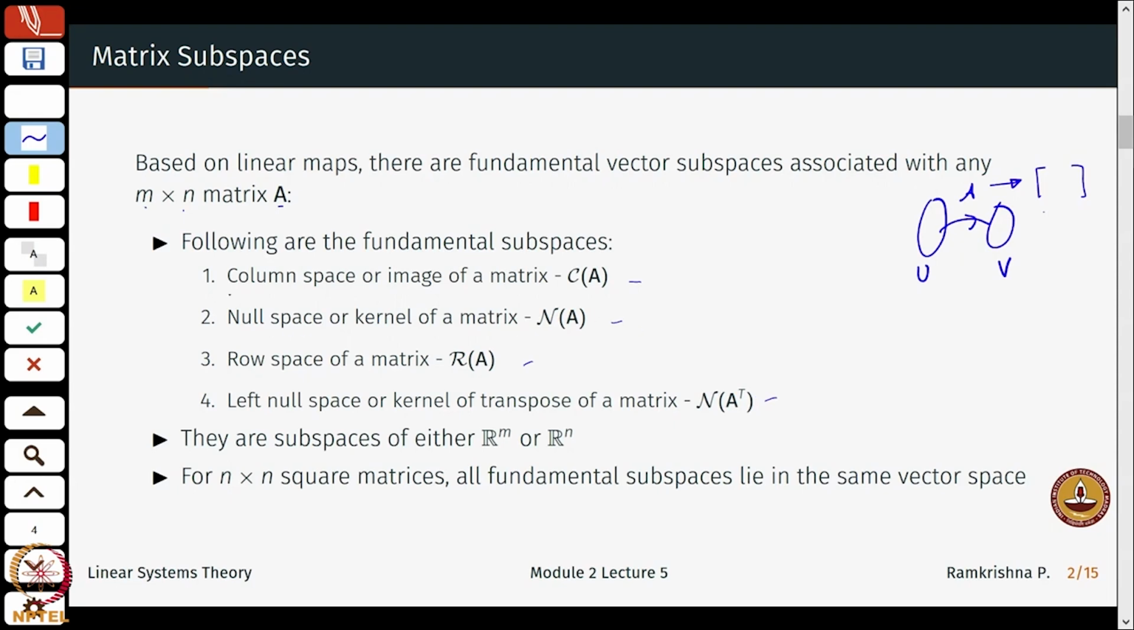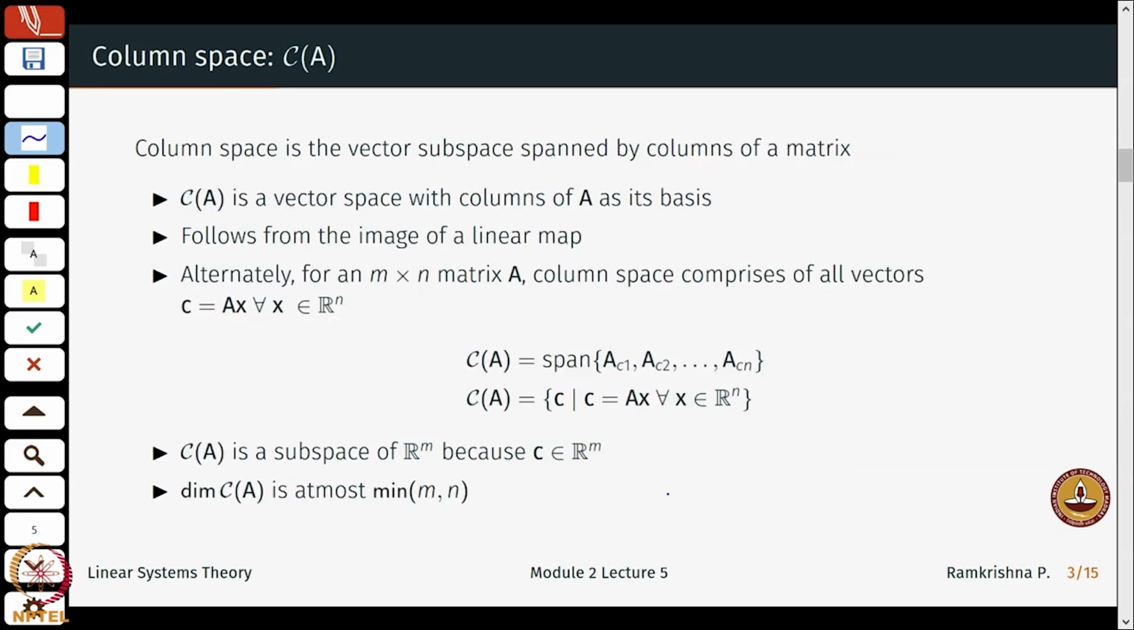Based on which of these sets 1, 2, 3 or 4 they belong to, they can be either subspaces of Rm or of Rn. And for n cross n, it's a little bit simpler: all these fundamental subspaces will be subspaces of Rn. Okay. So, first, the column space.